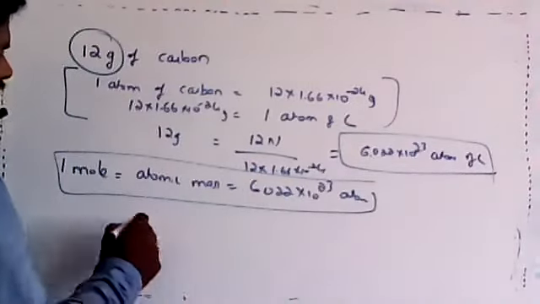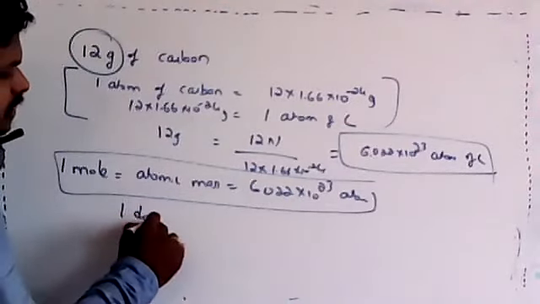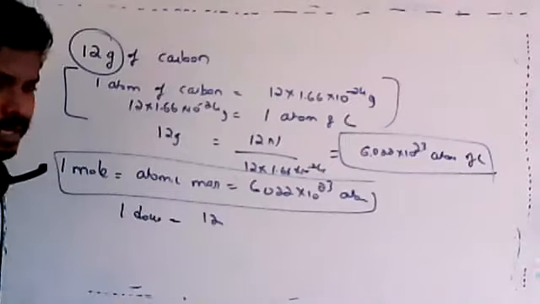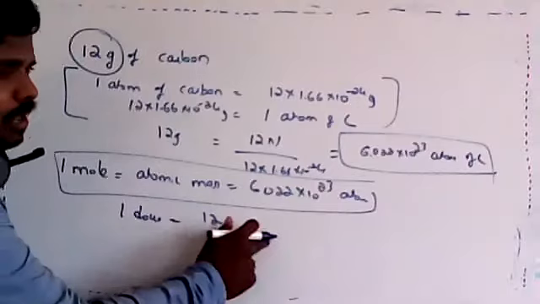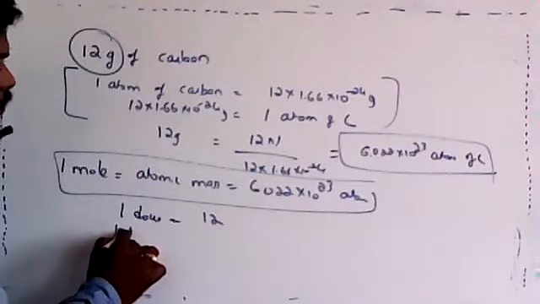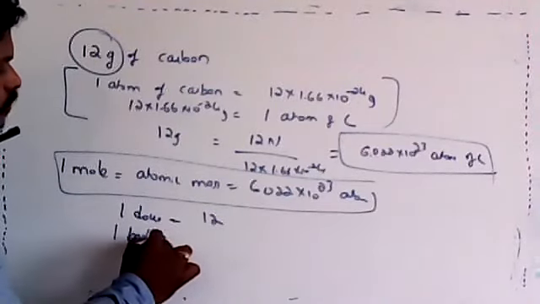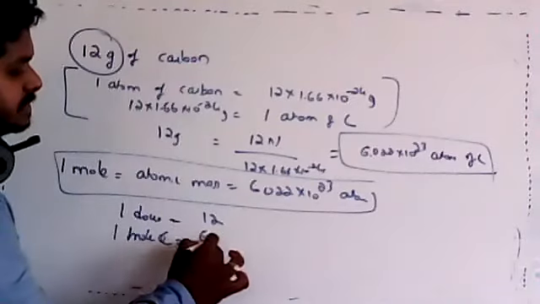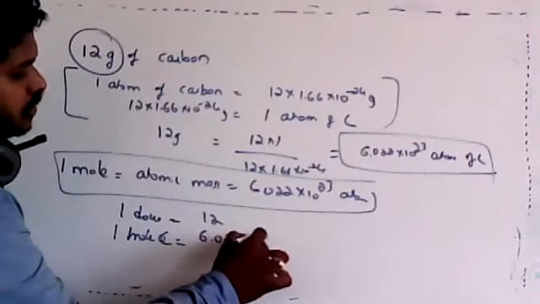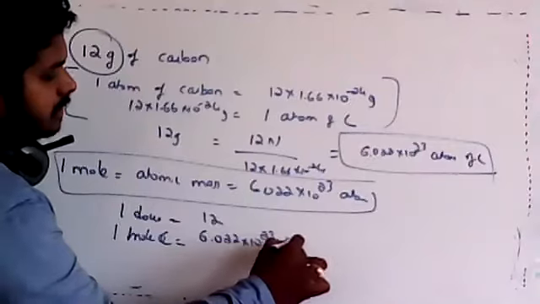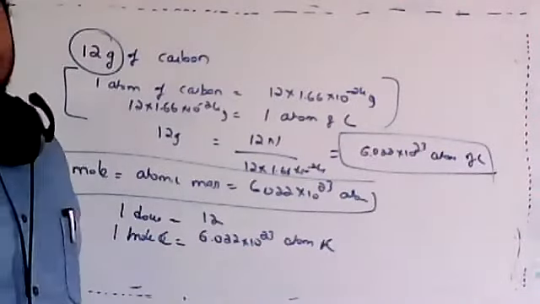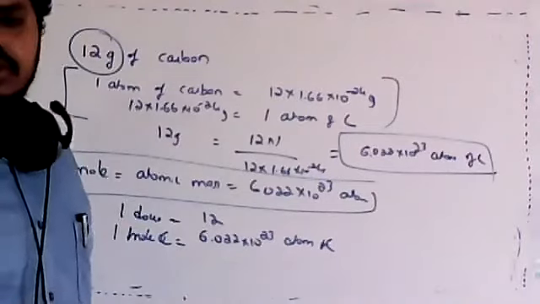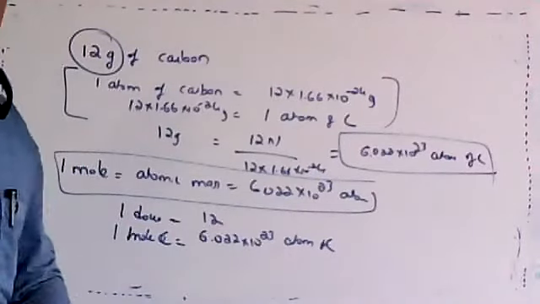It is just like if I give you 1 dozen, you will understand that is 12. 1 dozen bananas, it is 12 bananas. 1 dozen apples, 12 apples. Similarly, if I give you 1 mole of carbon, you should understand that it is 6.022 into 10 to the power 23 atoms of carbon. So this is just a simple understanding, just like a dozen. Got it? So based on that, I sent you some questions.